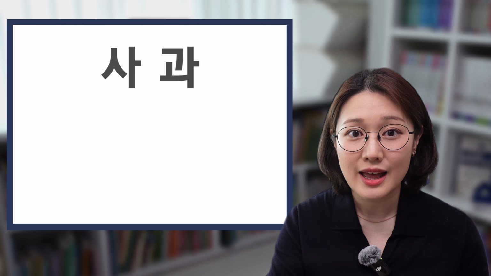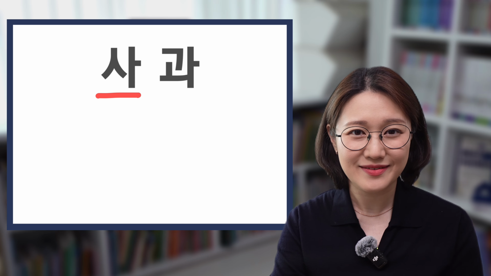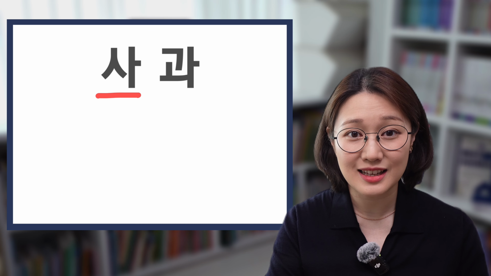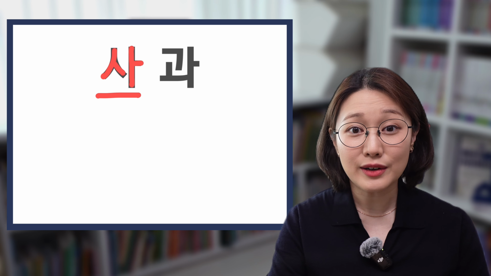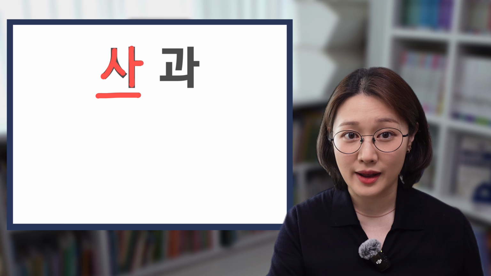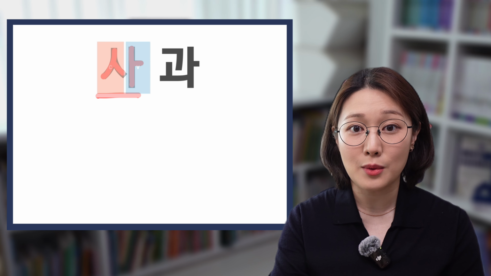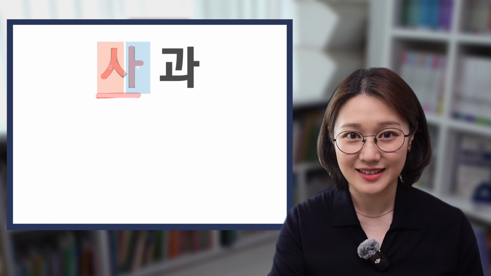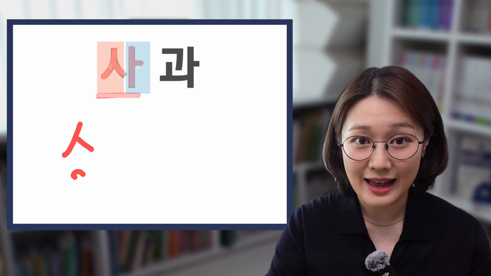Look at this first. The first syllable looks like this. What kind of syllable block is it? That's right. The consonant is on the left and the vowel is on the right. And there is no final consonant at the bottom. So this is a syllable with a vertical vowel and no final consonant. The consonant on the left is 시옷, which sounds like S. The vowel on the right is A, so S, A together makes 사.